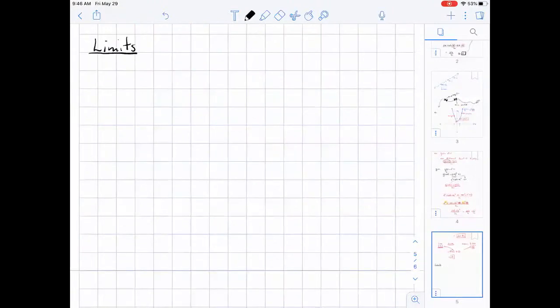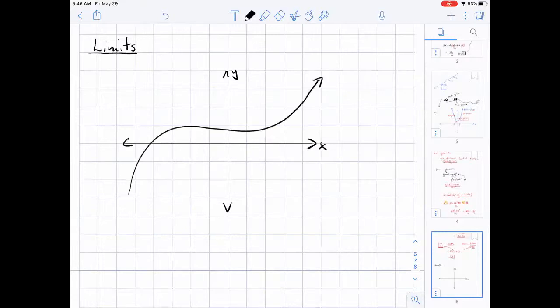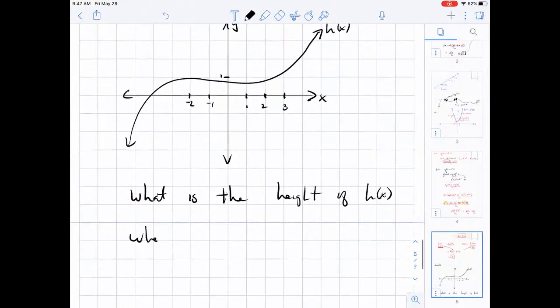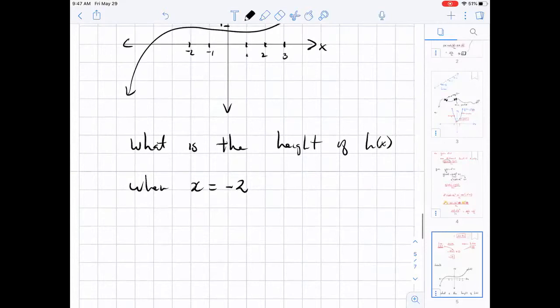In my class notes, it says that the limit is really the height of the function at a given value. So for example, if I have the XY axis, and I don't care what the graph is, let's say this is the graph, call it h of x. This is 1, 1, 2, 3, here is -1, here is -2. And I ask you, what is the height of h of x when x is equal to -2? What would you tell me? Here's the picture.